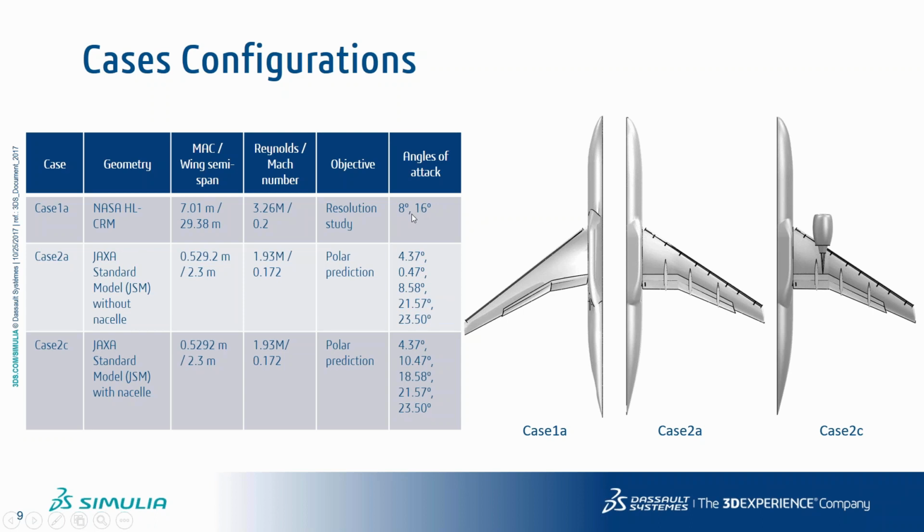In case 1A, we only did 2 angles, which were the 2 requested. These 2 angles are in the linear part of the polar, so not in the stall region yet. Those cases have Reynolds numbers of a few million, and moderate, low Mach numbers, approximately 0.2, because we are in a landing and take-off configuration.